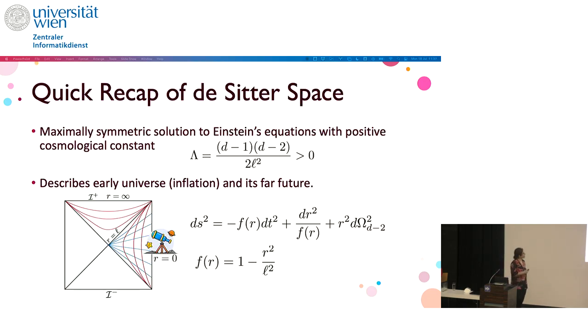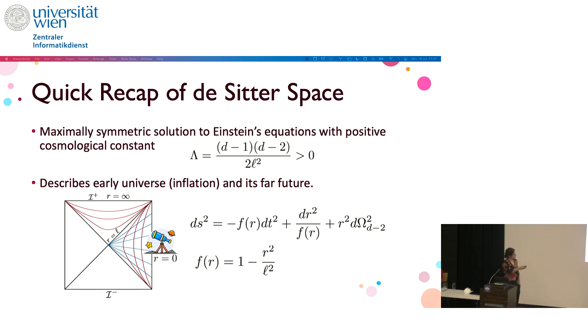All right. So before I delve into the details, let me do a very brief recap of some basic facts about de Sitter space. So de Sitter space is a maximally symmetric solution to Einstein's equations with a positive cosmological constant. And it's important because it describes both the early universe during inflation and its far future, but to a good degree of approximation already the world in which we live.